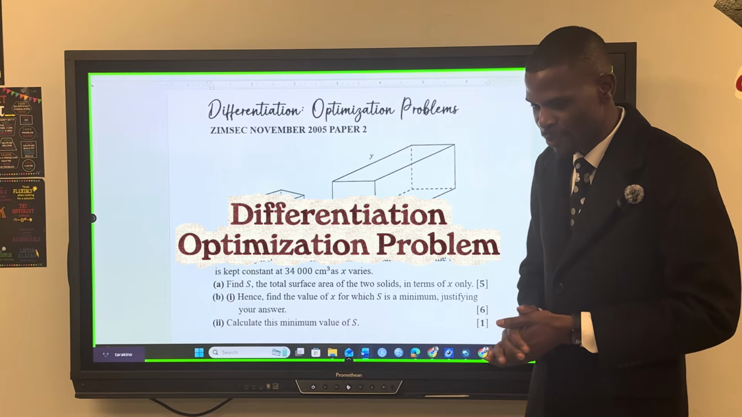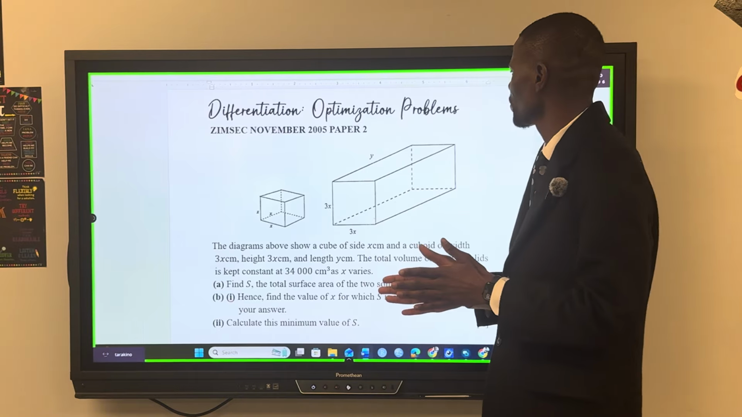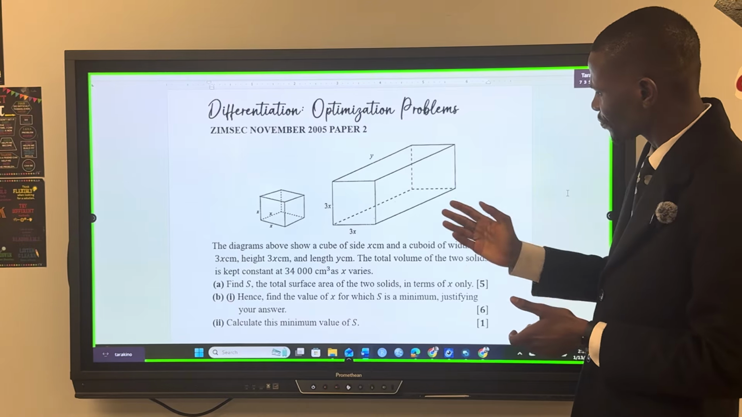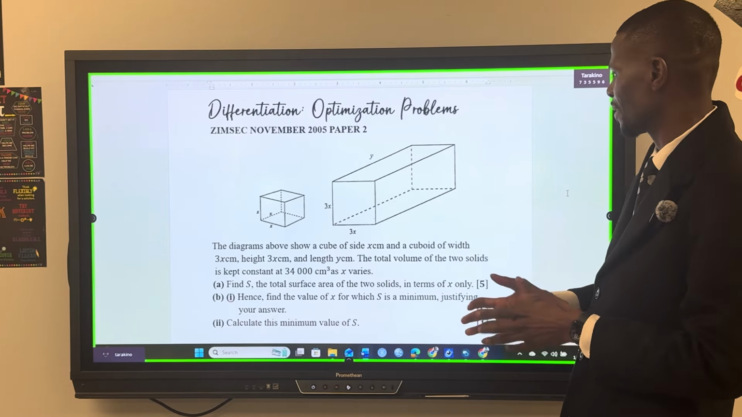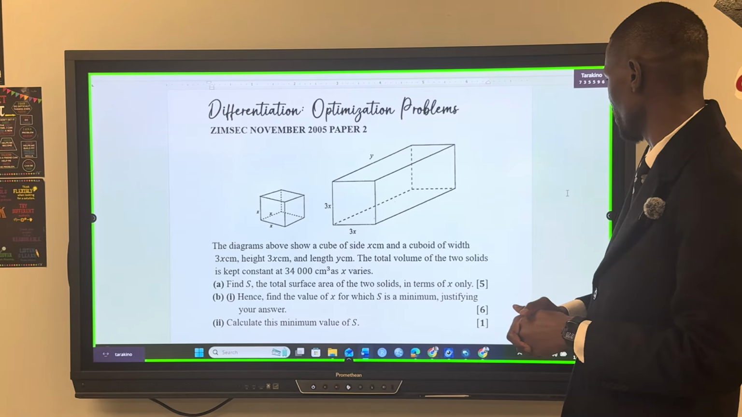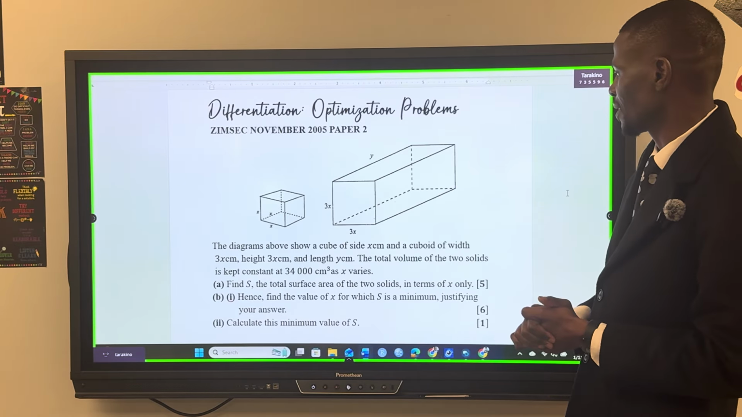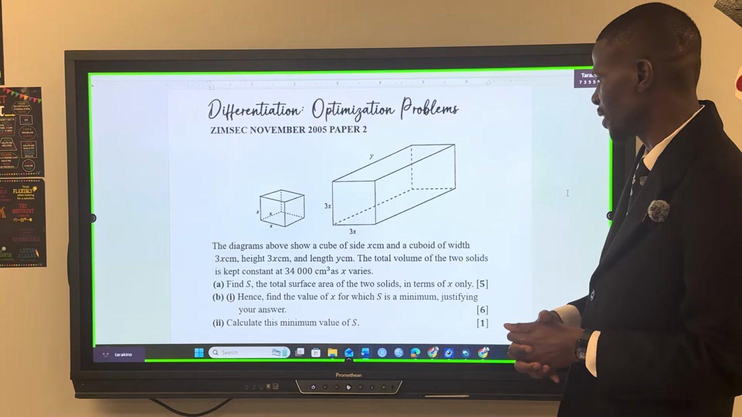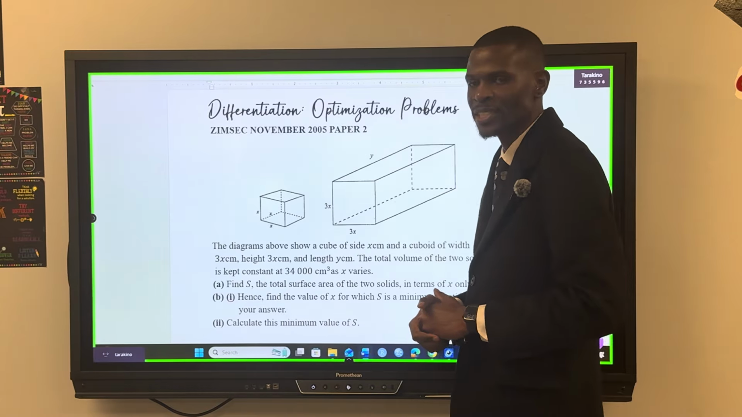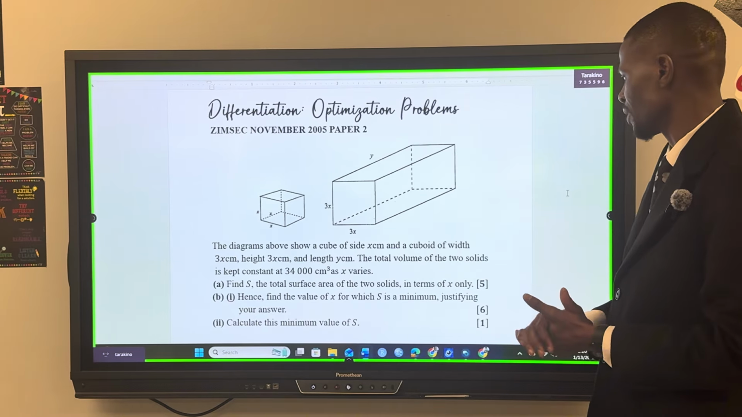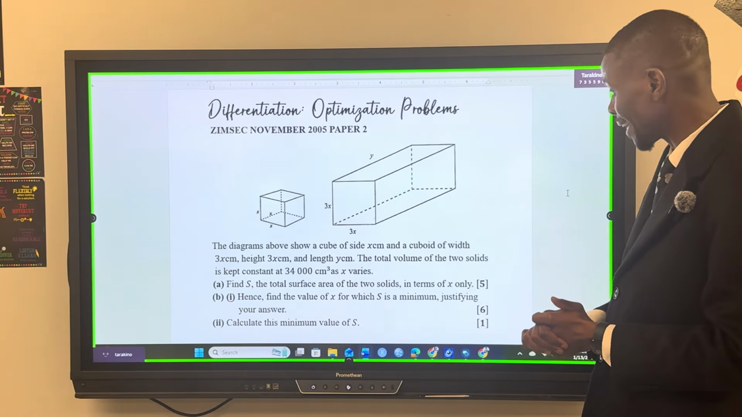Okay, we have a problem on differentiation, focusing on optimization. We are given those two diagrams. The diagrams above show a cube of side x centimeters and a cuboid of width 3x centimeters, height 3x centimeters, and length y centimeters. The total volume of the two solids is kept constant at 34,000 cubic centimeters as x varies. A, find S, the total surface area of the two solids in terms of x only.